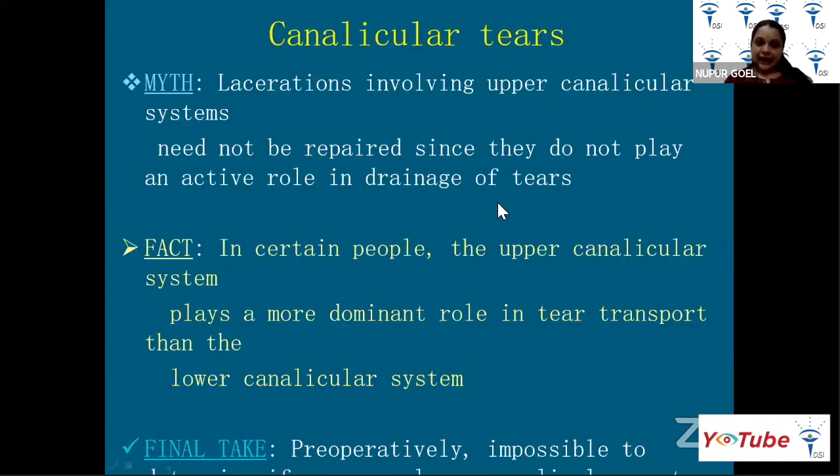There are certain myths associated with canalicular tears, such as that a laceration involving the upper canalicular system need not be repaired since it does not play an active role in drainage of tears. But it's a fact that in certain people, the upper canalicular system is the more dominant tear drainage system. Hence, it needs to be repaired.